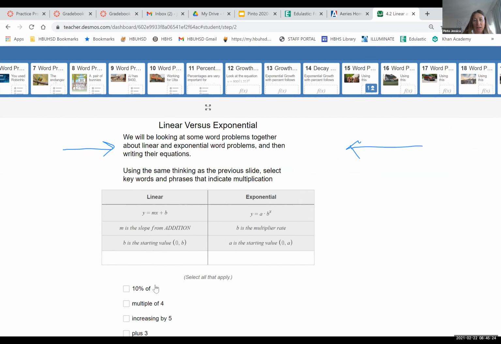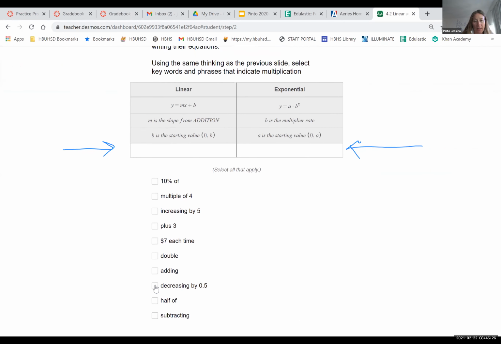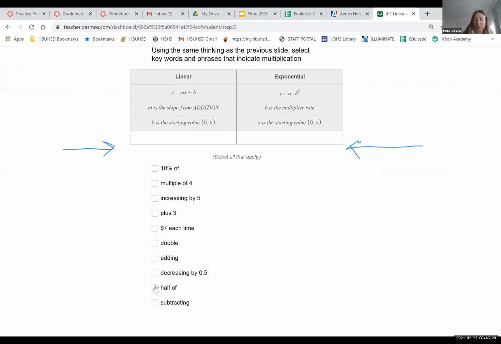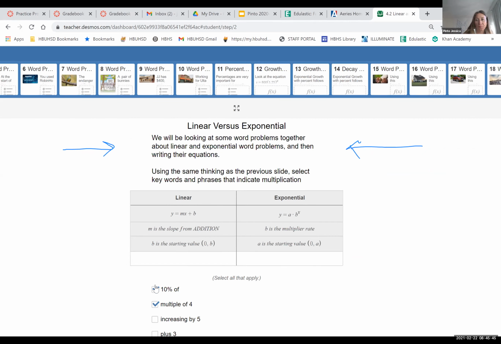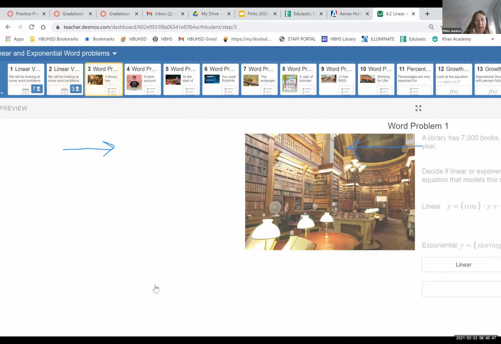So the exact same stuff here and the exact same stuff. So now I'm just selecting the ones that are multiplication. 10% of, that'd be 0.10, multiple of 4, yes. Doubling, and then half of. These are all the exponential keywords, at least on this list. So let's take a look at some examples.